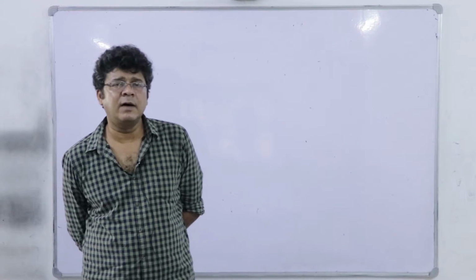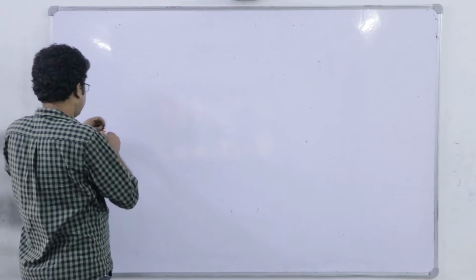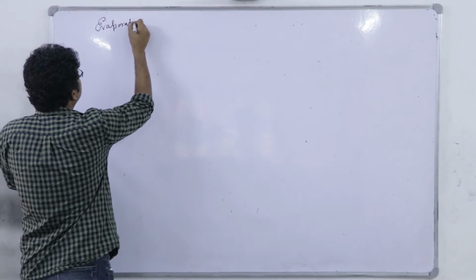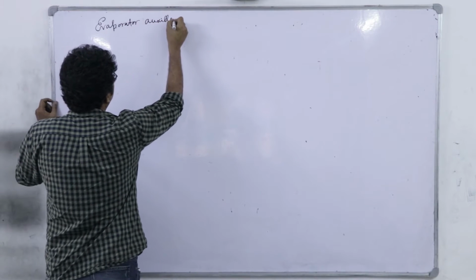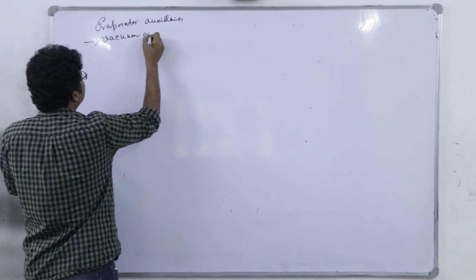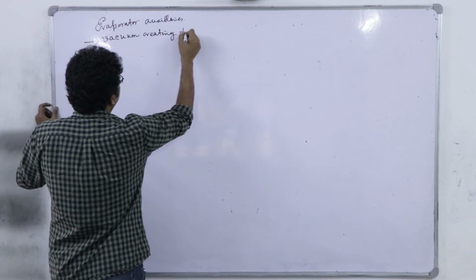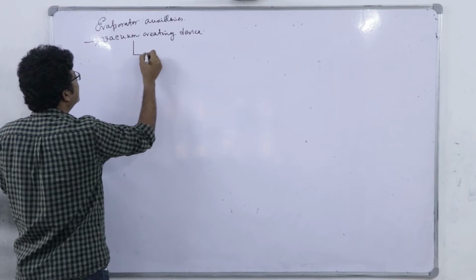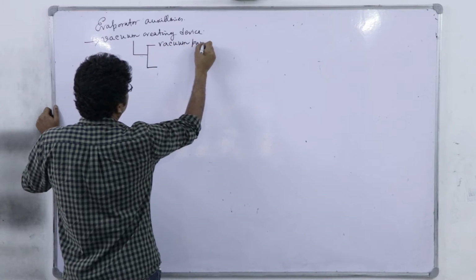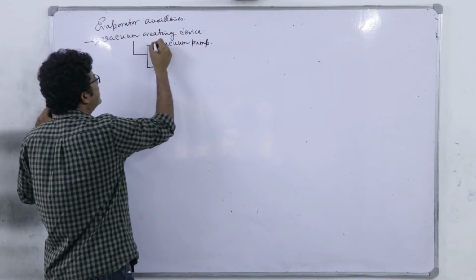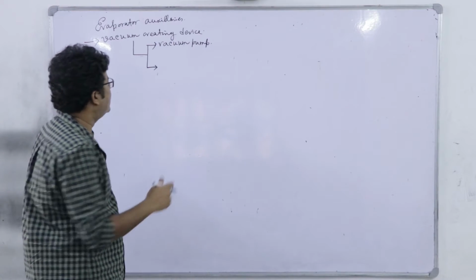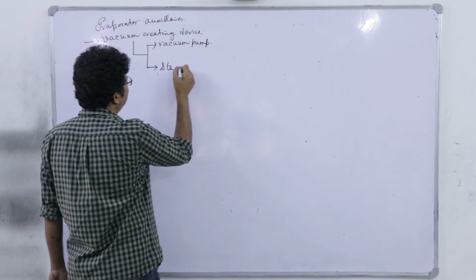We are discussing here the evaporator auxiliaries. The first one is the vacuum creating device. So you can use here, for small scale operation, the vacuum pump, right, but of higher utility and higher economy is the steam jet ejector.